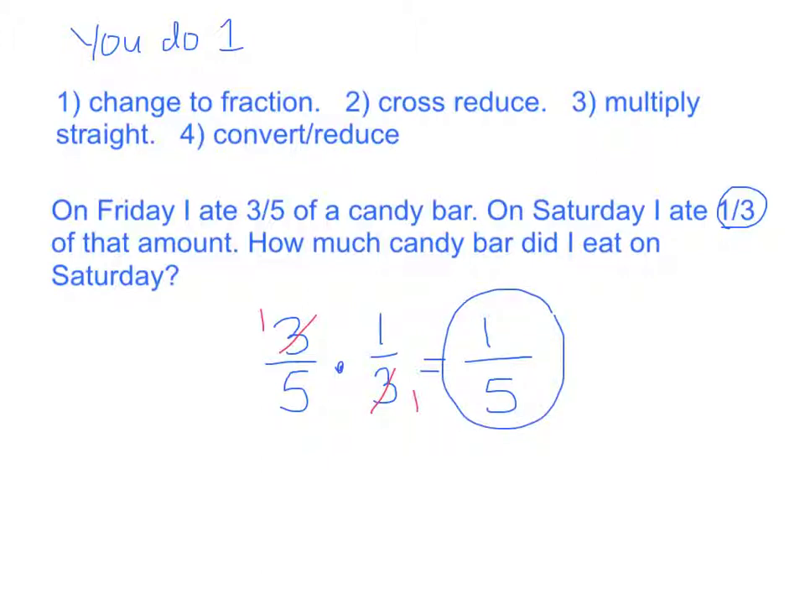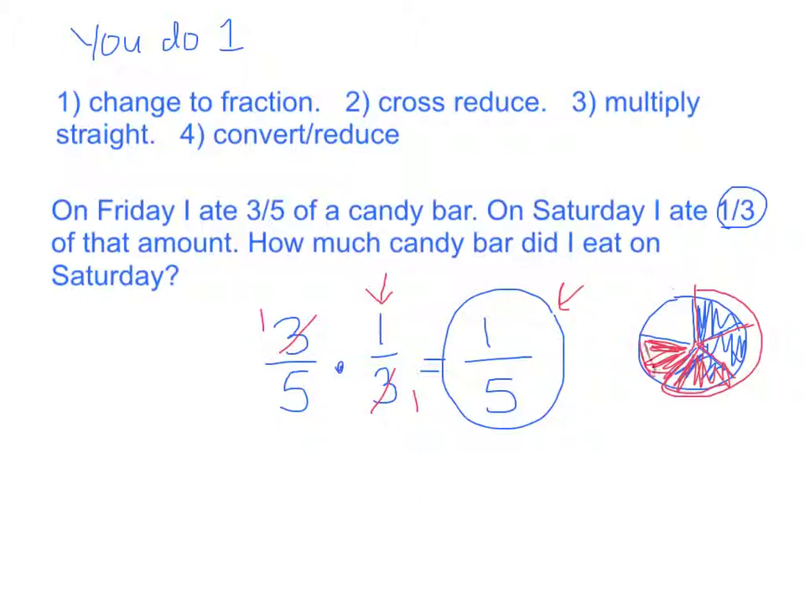Let's go ahead and look at it in pizza format. Let's pretend it was a round candy bar. I ate 3/5 of it on Friday, so I've split this into fifths, and I ate 3 of them. And I was multiplying that by 1/3, or I ate 1/3 of that. So if I split this section that I ate on Friday into 3 equal pieces, and I only had one of those 3 equal pieces, that's 1/3 of 3/5. So it ends up being 1/5, like that.